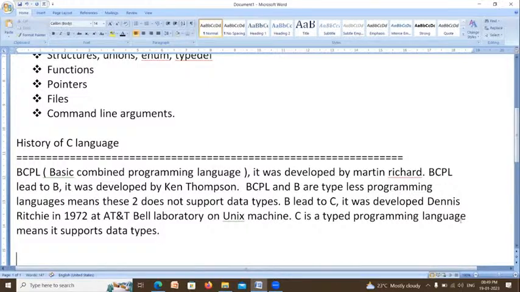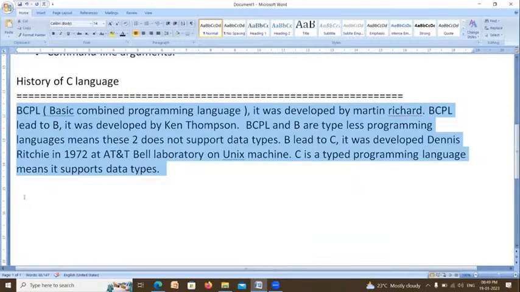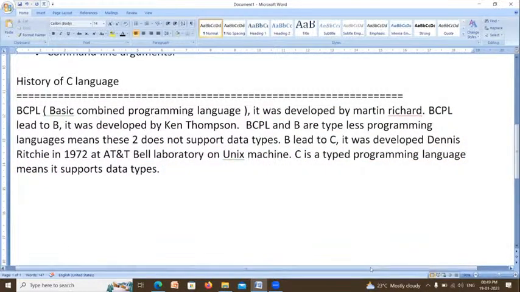Right. Now it is about the history of C language. My dear friends, you'd better note this down. The first 5 classes are demo classes. From the 6th class onwards, I will create a WhatsApp group and send this material to you every day. Until then, please note this down. All of you, please note the history of C language.